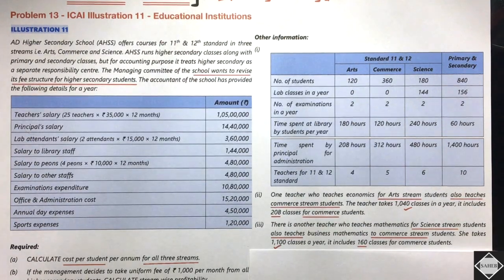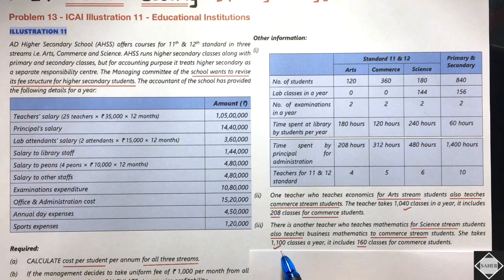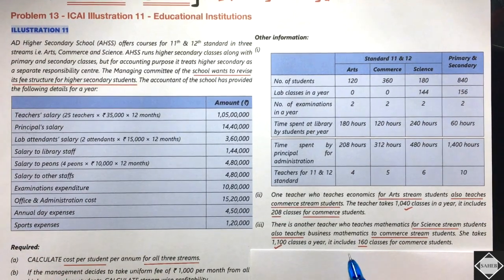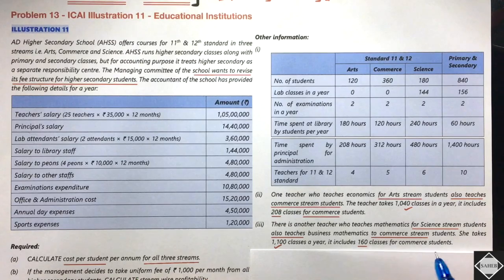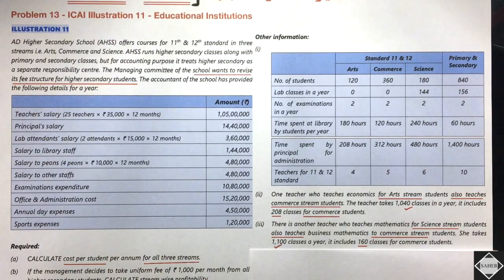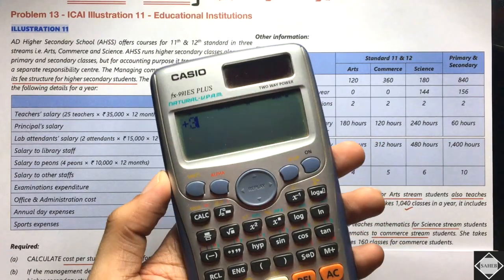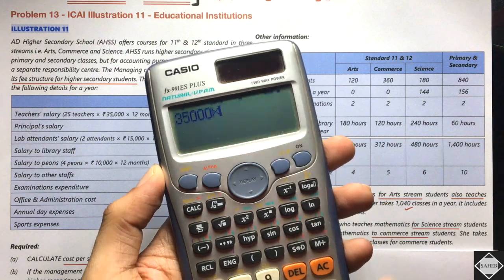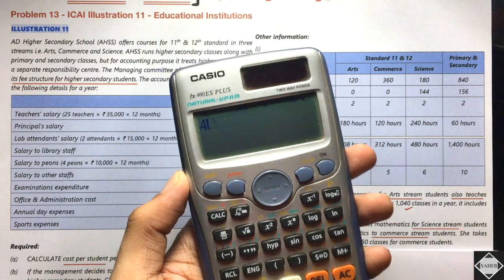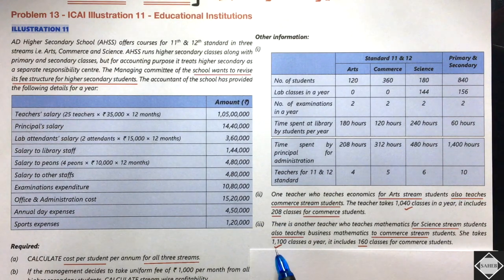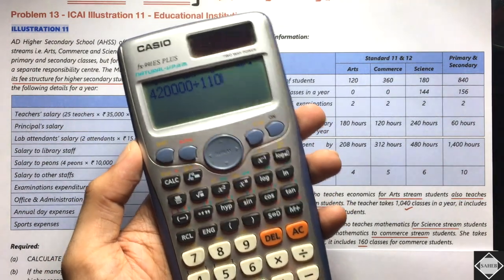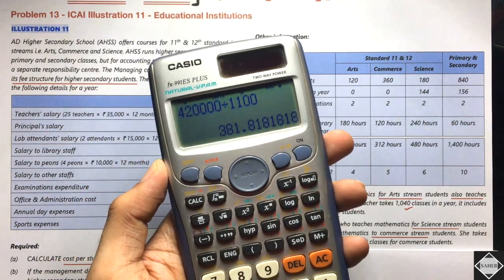See here, they are saying she takes 1,100 classes a year. It includes 160 classes for commerce students. So what are we going to do? The annual salary is the same, no? 35,000 into 12, that is 4,20,000. So you will take the 4,20,000 and divide it by the total classes she has taken, 1,100. You will get the cost per class.